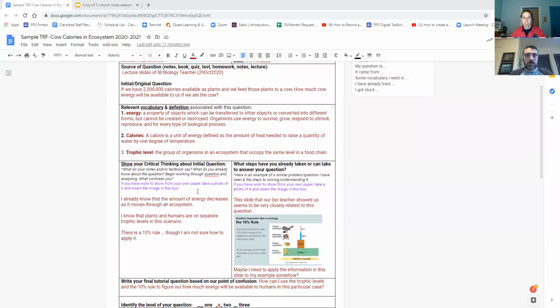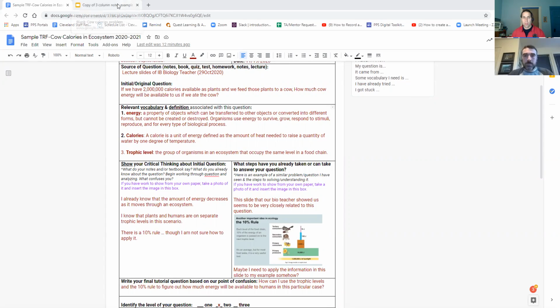I've already tried looking in my notes, and I know that the amount of energy decreases as it goes through an ecosystem. And I know that plants and humans are on separate trophic levels in this scenario. And I know there's something about a 10% rule, though I'm not sure how to apply it. I got stuck trying to apply the 10% rule, and I don't quite understand this one because the plants and humans are separated by more than one level. So my final question is, how can I use the trophic levels and the 10% rule to figure out how much energy will be available to humans in this particular case?